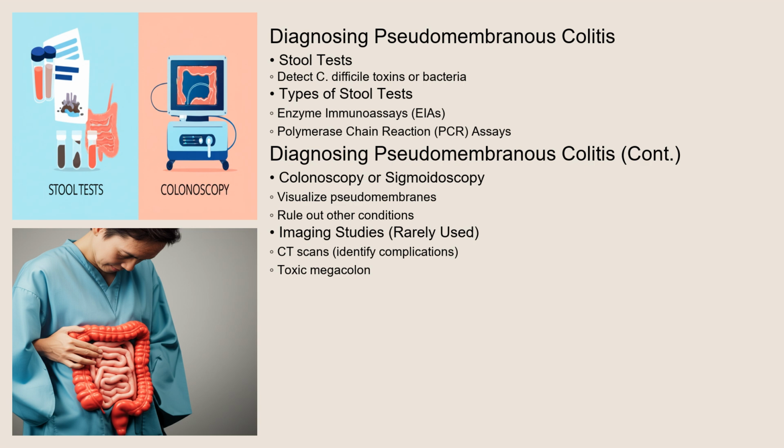Diagnosing pseudomembranous colitis typically involves a stool test to detect the presence of C. difficile toxins or the bacteria itself. Several types of stool tests are available, including enzyme immunoassays, EIAs, and polymerase chain reaction, PCR assays. In some cases, a colonoscopy or sigmoidoscopy, procedures where a flexible tube with a camera is inserted into the colon, may be performed to visualize the pseudomembranes directly and rule out other conditions. Imaging studies like CT scans are rarely used but can help identify complications such as toxic megacolon.